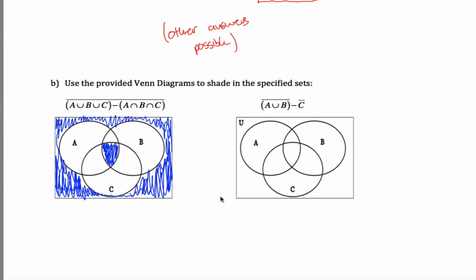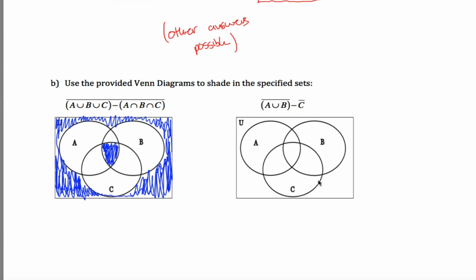All right, over here, in this one, I'm starting out with the complement of A union B. So I'm starting out with everything that is not in this region right here. And then from that, I am taking away everything that is not in C. So I'm starting with everything that's not in here. So I got the outside and this little wedge right here.